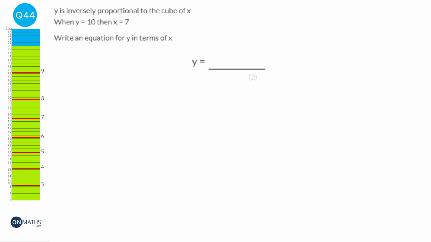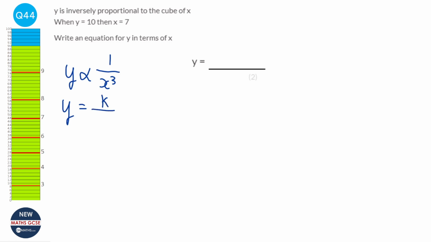So we're told in the question that y is inversely proportional to the cube of x. We can show that by y is proportional, inversely, which would be 1 over the cube of x. Now to convert that alpha, the proportionality symbol, into an equals, we need to introduce a constant to the right hand side. So we get y equals k over x cubed. And all I've done to the right hand side is multiply it by k.